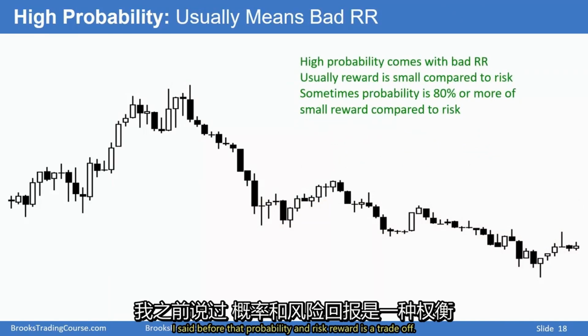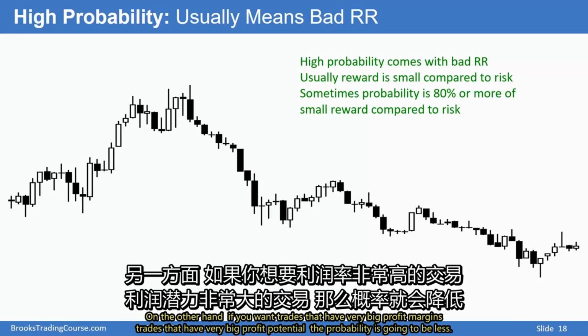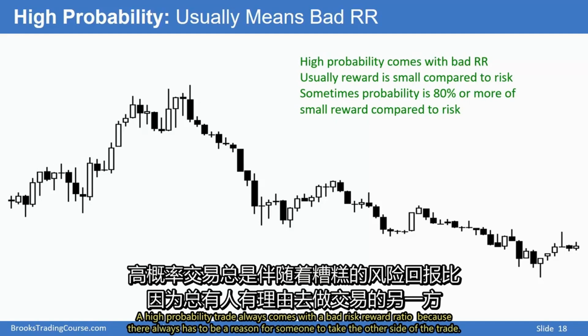I said before that probability and risk reward is a trade-off. If you're waiting to enter when the probability is high, the risk reward ratio is going to be worse. On the other hand, if you want trades that have very big profit potential, the probability is going to be less. A high probability trade always comes with a bad risk reward ratio, because there always has to be a reason for someone to take the other side of the trade.